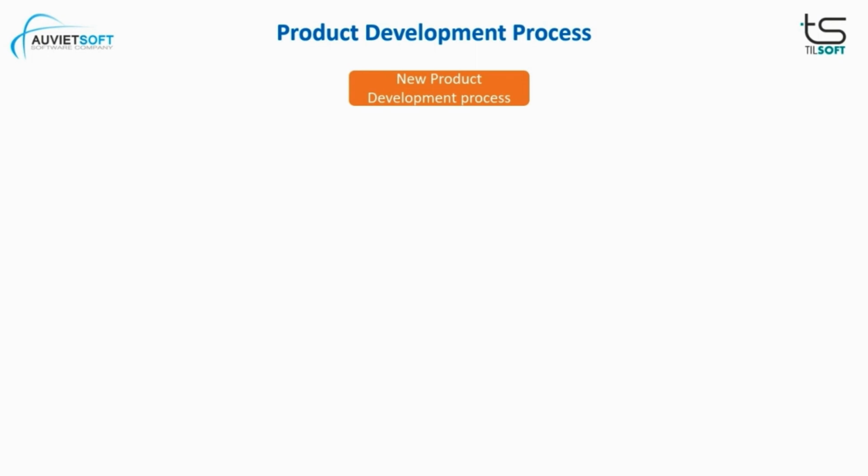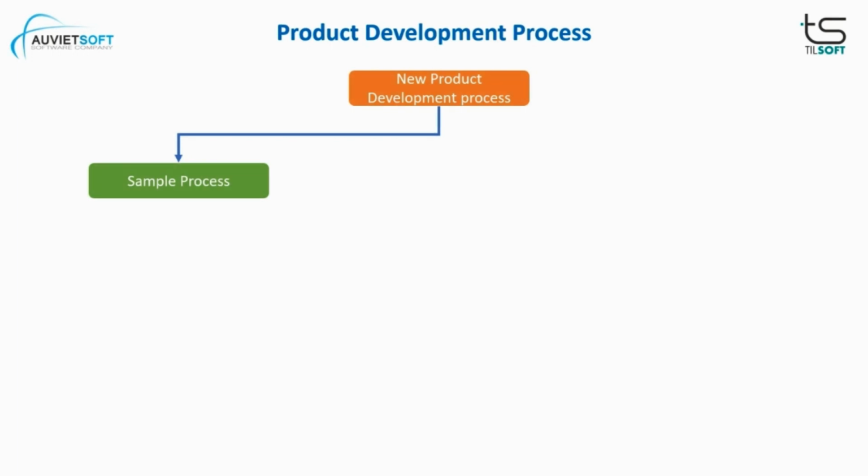The product development process helps us manage the life cycle of a product in a system, including new product development process, which manages the request for creating a new model and the related technical information. Sample process manages the sample making progress, the purpose for making samples, and technical information after the sample item has been created. Module manages your model list.